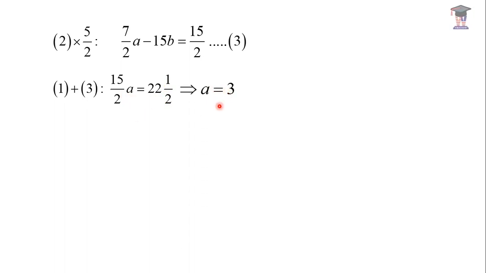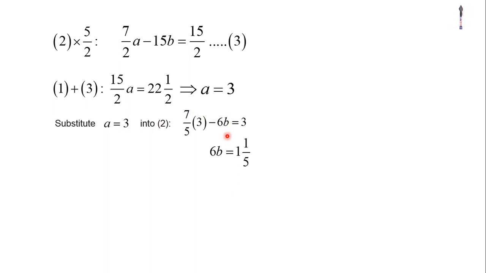So I have 15 over 2 a equal to 22 and 1 over 2, and then solve for a. I will get a as 3. Then I substitute a equal 3 into the second equation in order to find b. I multiply and then subtract, so I get 6b equal 1 and 1 over 5 as a mixed number, and then get b as 1 over 5.